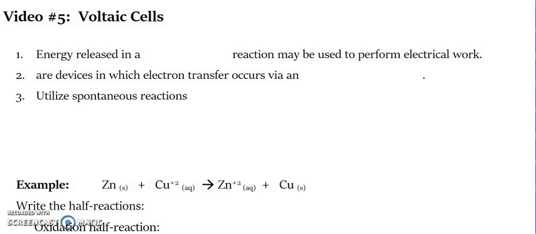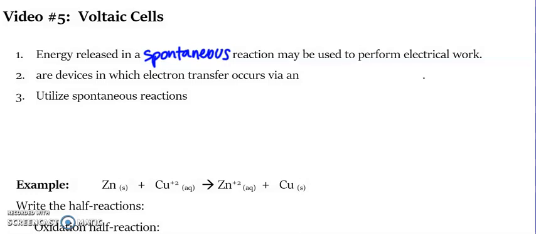This video is on voltaic cells. So voltaic cells are when you have energy released in a spontaneous reaction that may be used to perform electrical work. So what you're doing is you're having a chemical reaction that is producing electricity. All right, so chemical energy is transferred into electrical energy.